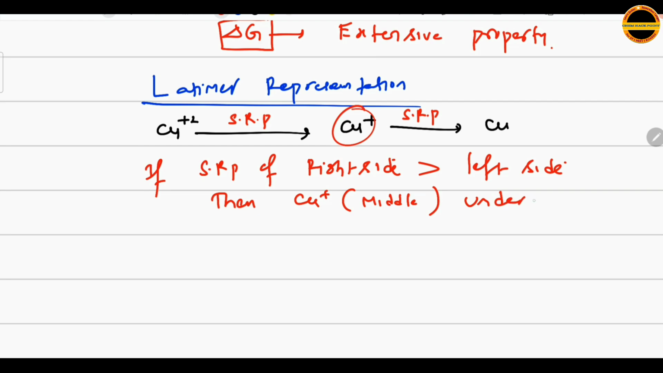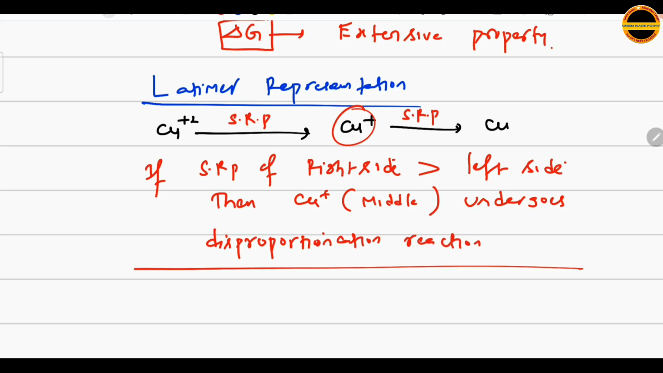What is disproportionation? The same element undergoes both oxidation and reduction. So if the SRP value on the right side is greater than on the left side, then the middle ion undergoes a disproportionation reaction. To find it, we use Latimer representation. So remember the sequence we used here.